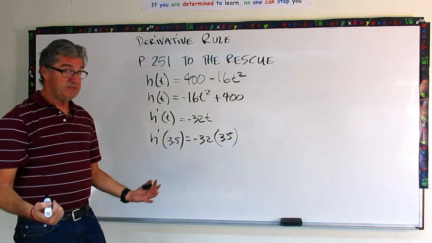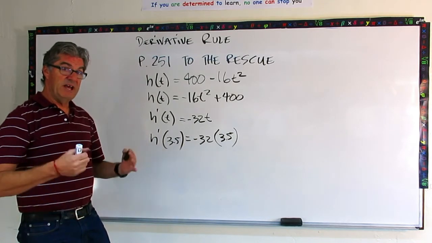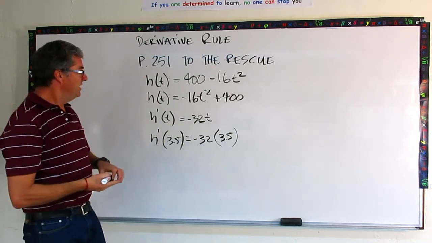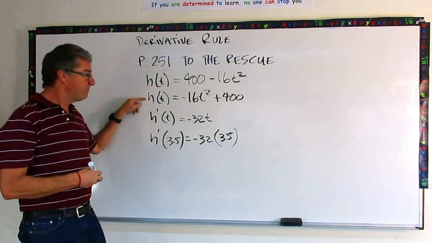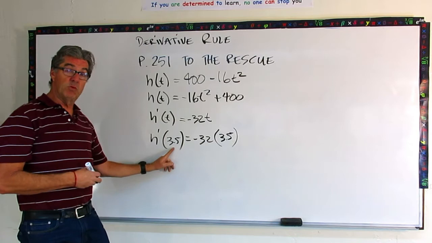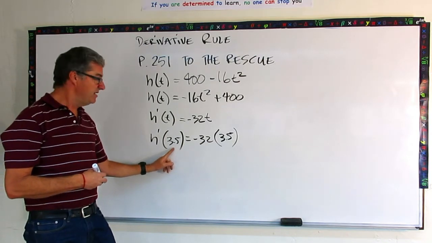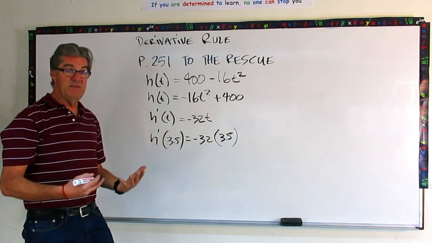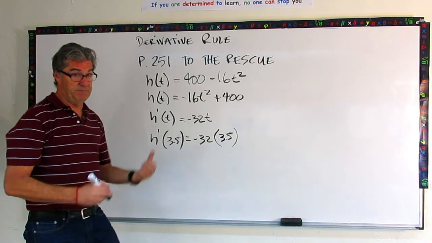It's that simple. Okay? So again, to review, what you do is you first take your function, you find your derivative function, and then you plug in the time for which you want the instantaneous rate into the function, and that gives you your solution.